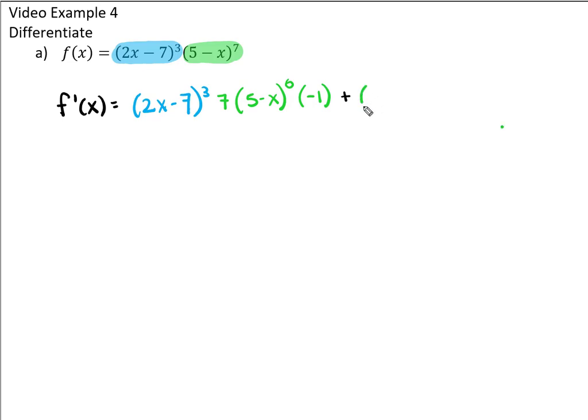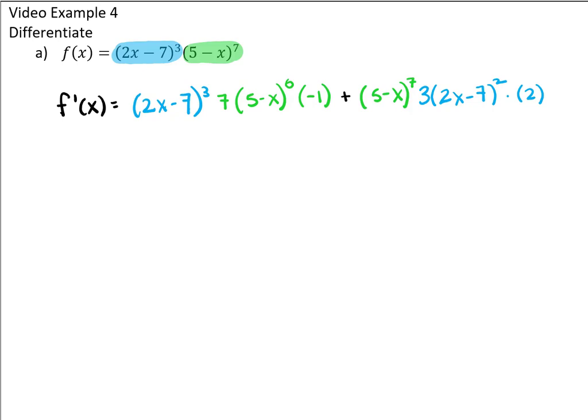the second term, 5 minus x to the 7th, times the derivative of the first. So that would be 3 parentheses squared. Inside my parentheses, we'll leave the 2x minus 7, and then we have to do the chain rule, so the derivative of the inside is going to be 2 minus 0.